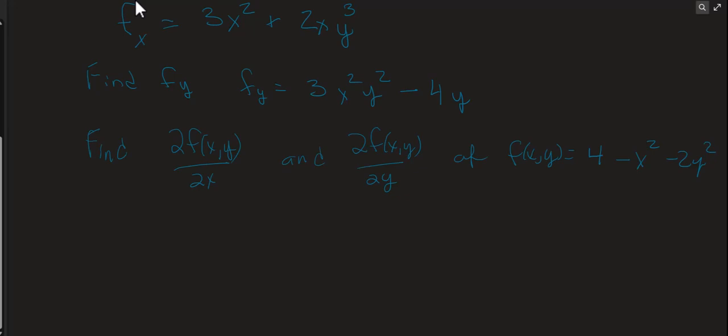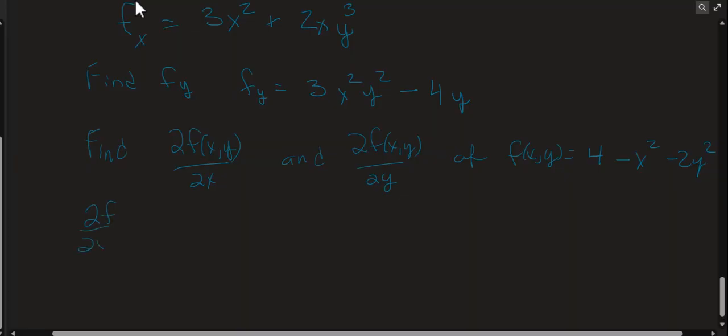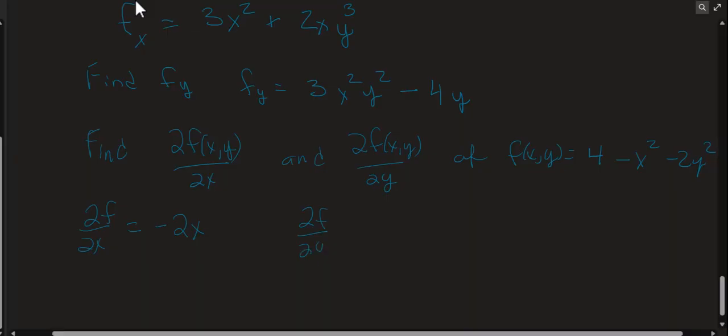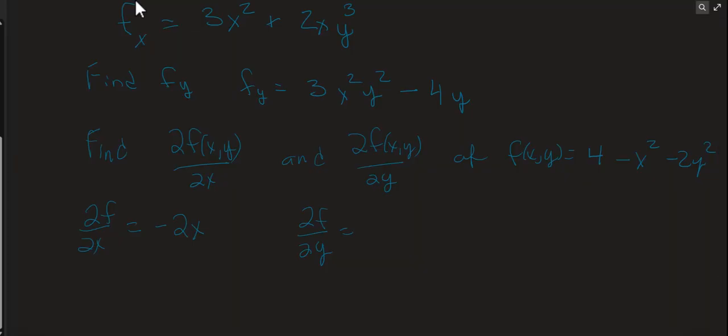Alright, so the partial with respect to x, you treat y as a constant. So 4 is a constant, so its derivative is 0. And then I have minus 2x, and y is a constant, so its derivative is 0. The partial of f with respect to y, I treat x as a constant, so derivative of 4 is 0, derivative of minus x squared is 0, and I get minus 4y.